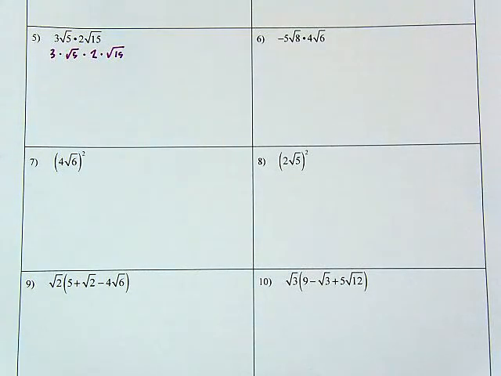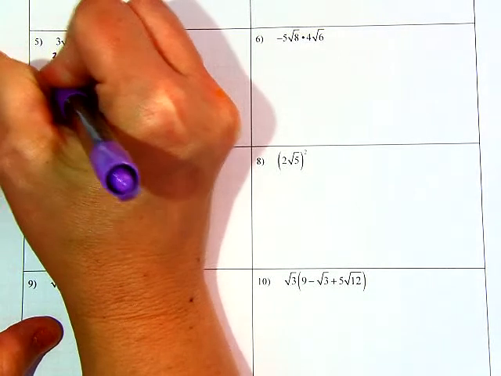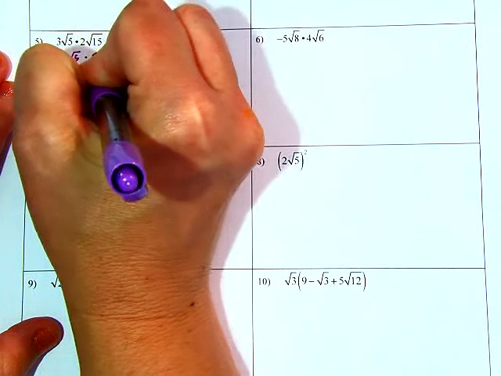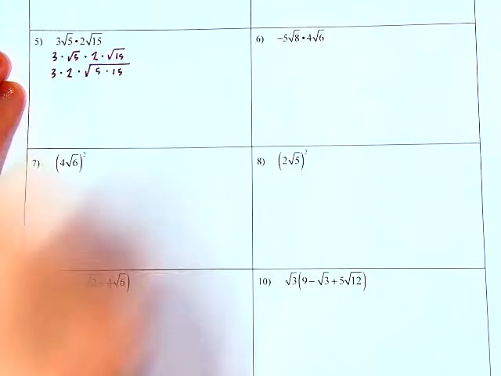So now I'm just going to reshuffle because the order that I multiply these 4 components, it doesn't actually matter. So I'm going to reorganize it with the 3 and 2 next to each other. And then I'm going to put the 5 and the 15 underneath the same radical.